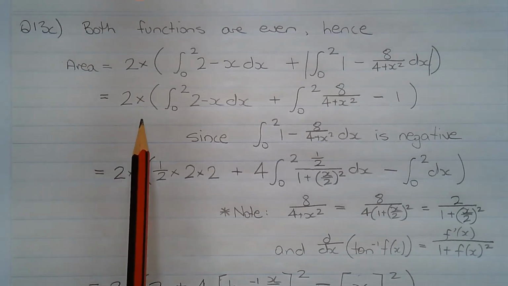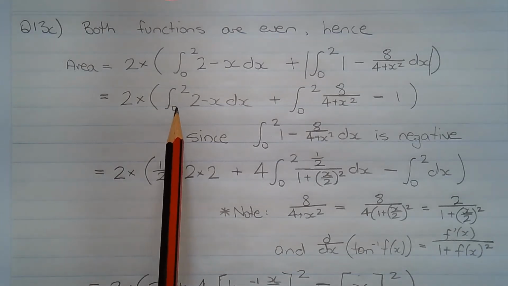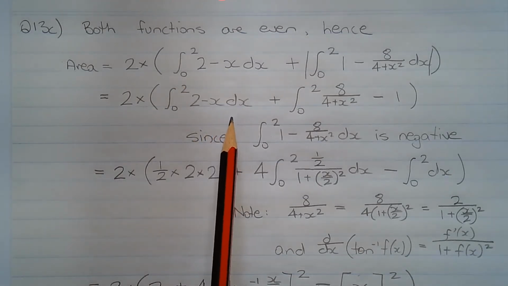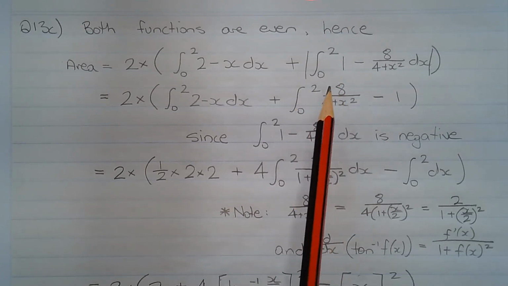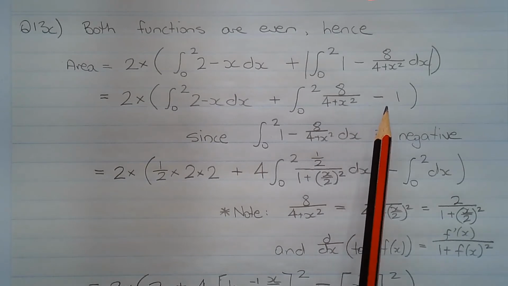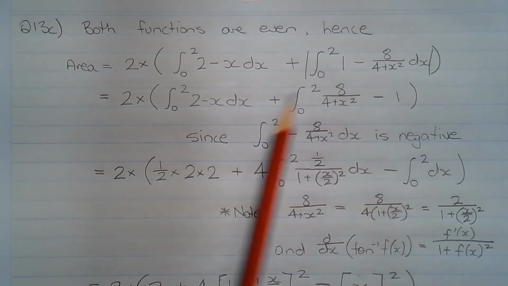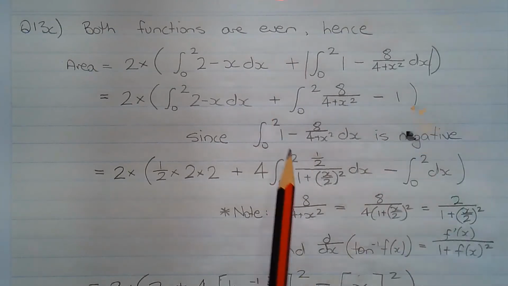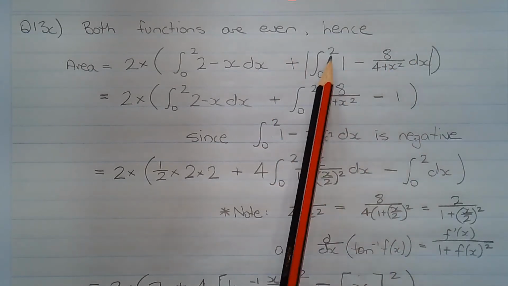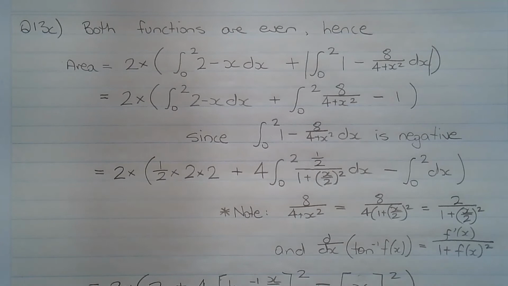And that equals 2 times the integral from x equals 0 to x equals 2 of 2 minus x dx, plus the integral from x equals 0 to x equals 2 of 8 over 4 plus x squared minus 1. So notice that these two terms have been switched around. In order to turn a negative area into a positive area, I could multiply the integrand by -1 and remove the absolute value symbol.